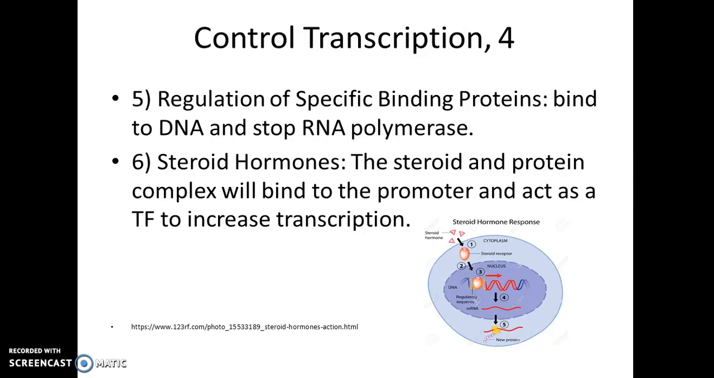Sixth way to control transcription, and we're only talking about transcription again, steroids. What they can do is they can pass through the cell membrane, they pass through the nuclear membrane, they bind to a protein, and then that complex binds to the promoter and acts as a transcription factor. So steroids just increase transcription. So far, we've learned about 2 ways to increase transcription: acetylation as well as steroids. Everything else that we've talked about stops transcription.